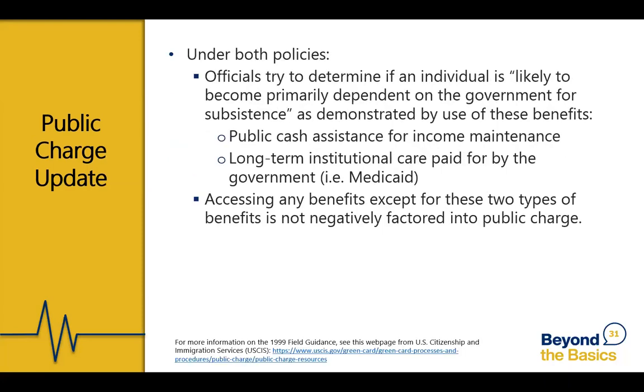So again, under both these policies, officials are going to try to determine whether the individual is likely to become primarily dependent on the government in the future. And they will be defining that as being dependent on public cash assistance for income maintenance, which is a cash grant intended to pay a person's day-to-day living expenses, not cash for a particular purpose like disaster assistance, or long-term institutional care paid for by the government, generally Medicaid. Any benefits other than those two are not negatively factored into the public charge assessment. Next slide.